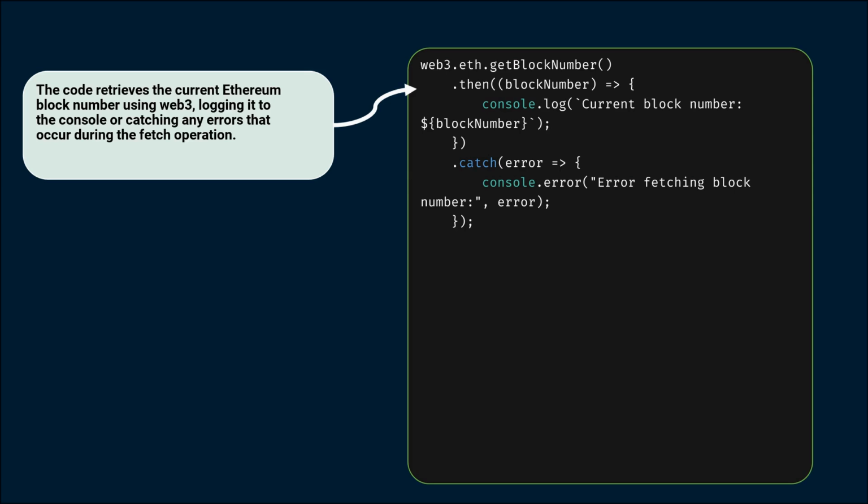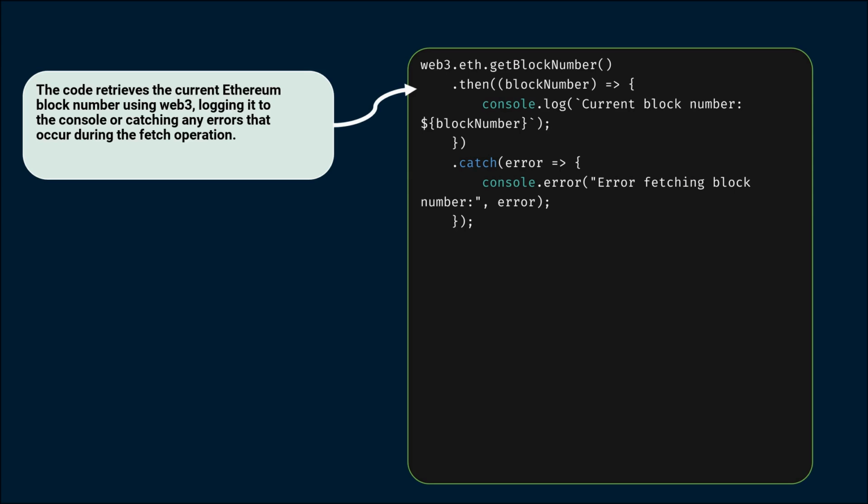This is crucial for synchronizing your application with the latest data on the blockchain, which is vital for operations that depend on the current state, such as trading apps or decentralized finance platforms. If there's an error in fetching the block number, the catch block is set up to handle it by logging an error message, ensuring that any issues can be troubleshooted efficiently.